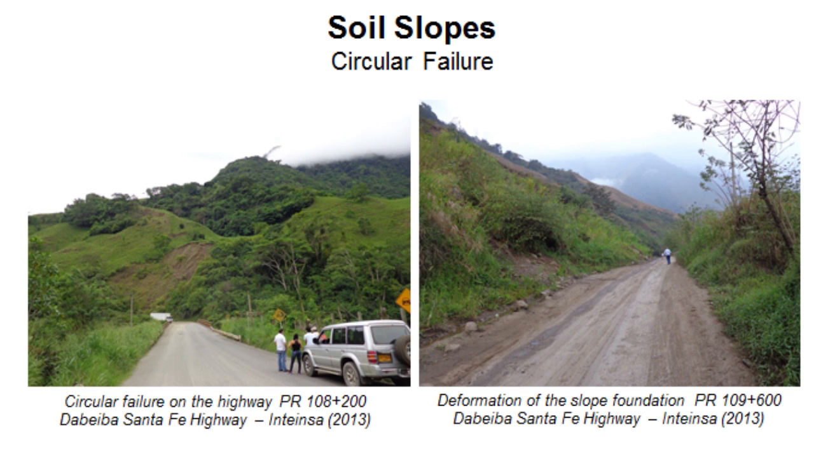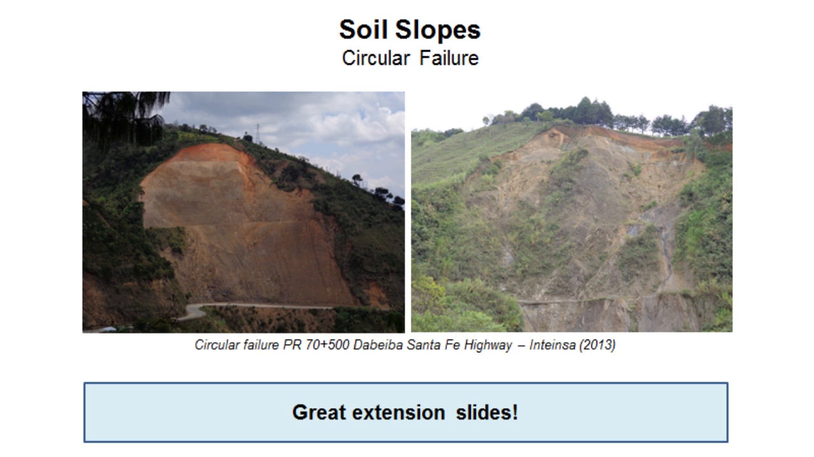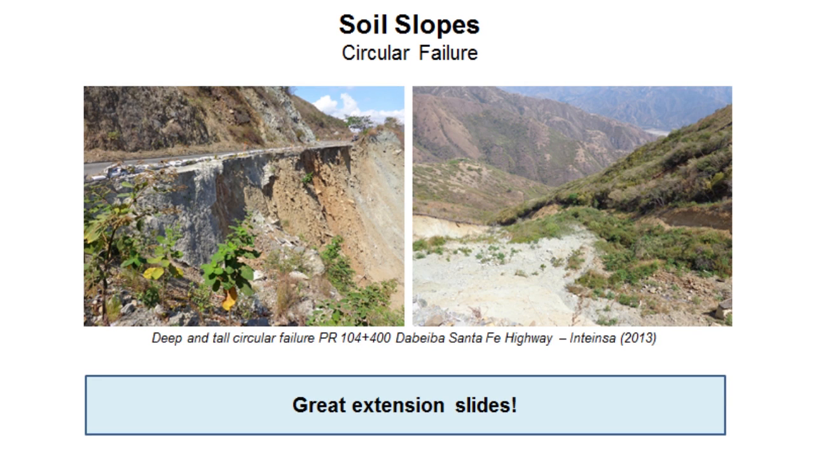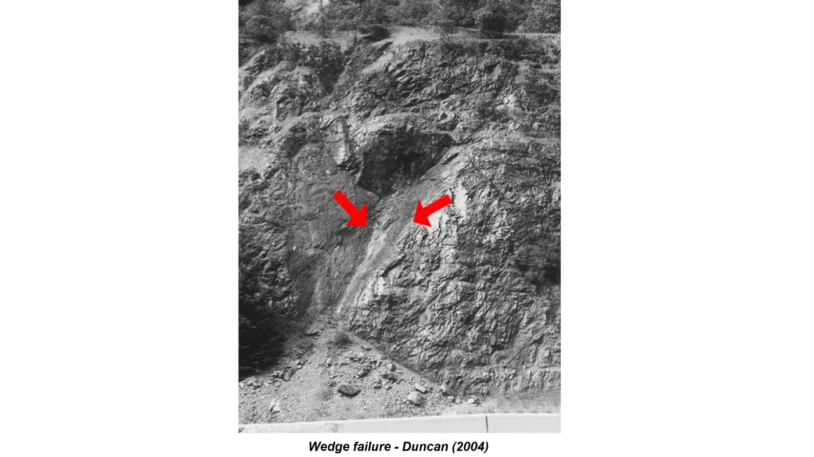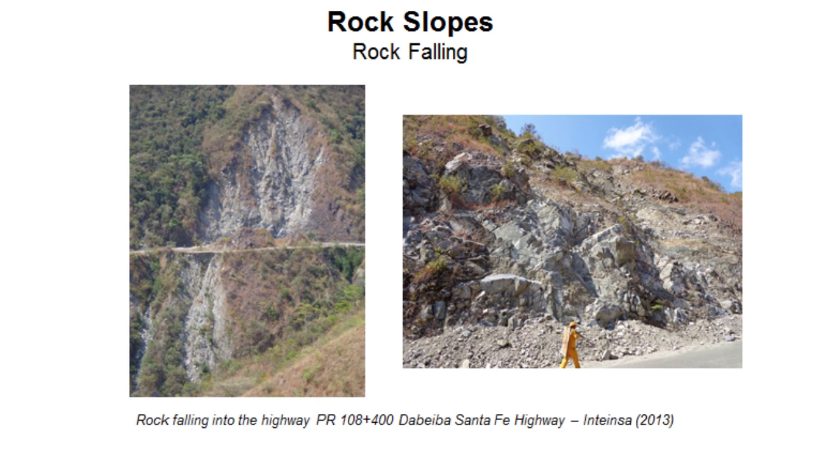Sometimes, slope failures can have a great extension, generating deformations of the slope foundation, involving great surfaces, or being significantly deep and tall. But let's not forget about the rock. A plane failure, for example, is defined through a plane where a movement or relative slide can happen. On the other hand, a wedge failure will be generated by the intersection of 2 planes of discontinuities, while rock falling will occur due to the significant presence of joints embedded within the rock.